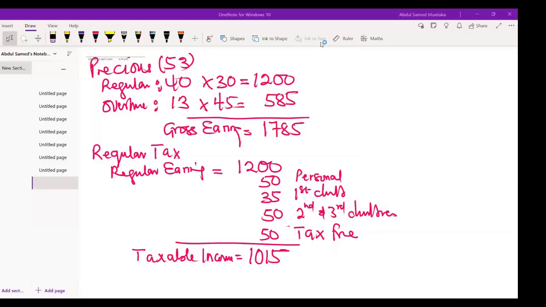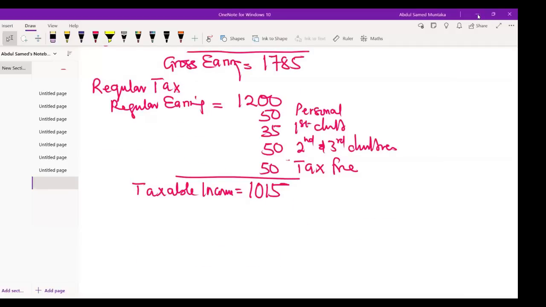Please, Andrew, the second and third children is 25 cedis each. So the 2 of them will be 50. So taxable income is 1,015. Then according to the schedule, we have first 50 cedis at 5%. So 5% of 50, we will get what?